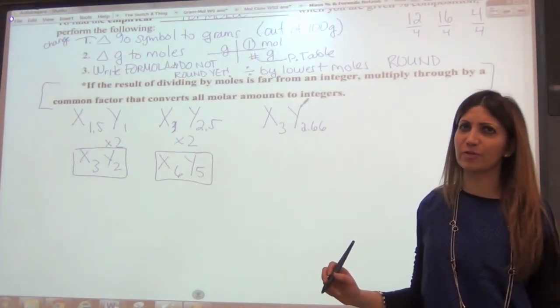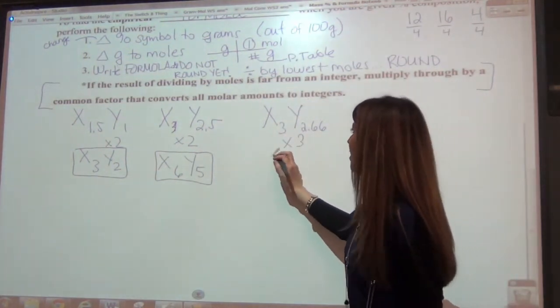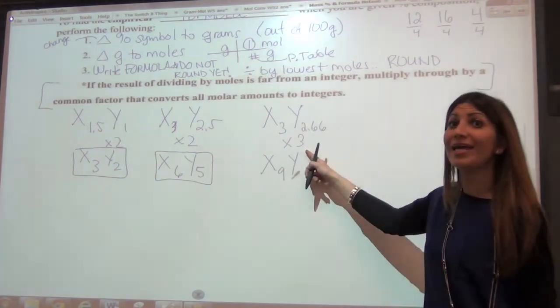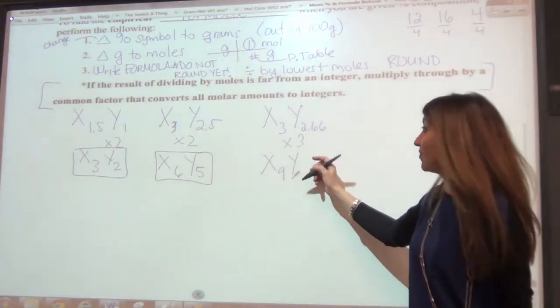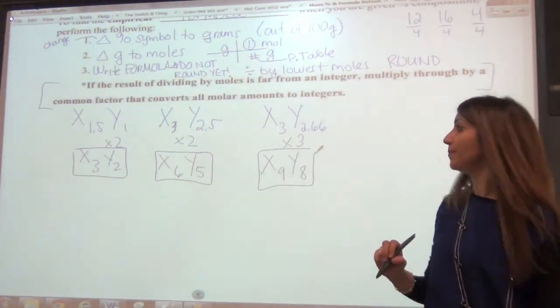You're not going to get whole numbers. What do you want to multiply it by? 3. So if you multiply this by 3, you get X 9. What would you get here? Y 8. Very good. You would get Y 8. Okay? That gives you a whole number.